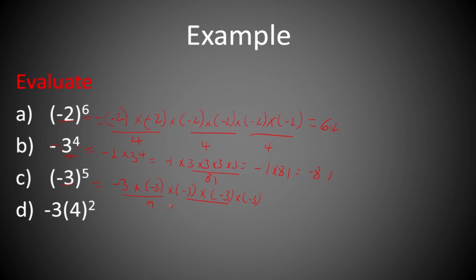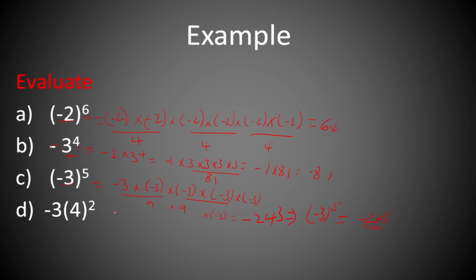This is 9 times 9 times minus 3, which is minus 81. 81 times minus 3 is equivalent to negative 243. This means negative 3 to the power of 5 is equivalent to negative 243. The reason why this number becomes negative is that the exponent is odd.